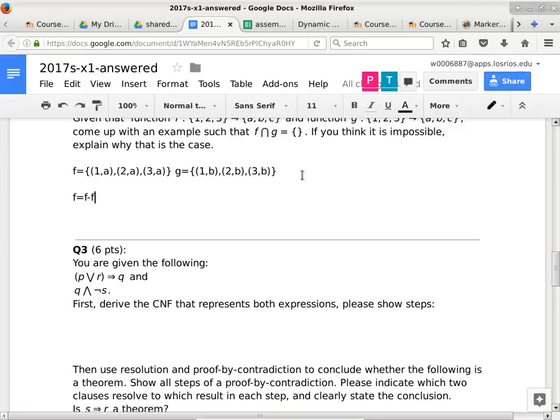But when f is an empty set, is it still a function when we have the domain of 1, 2, and 3? That's right. So it cannot be an answer.